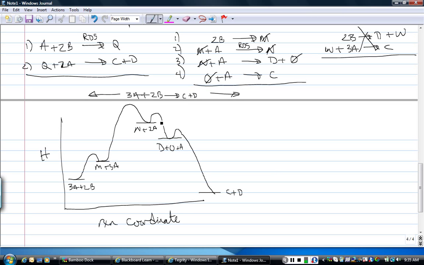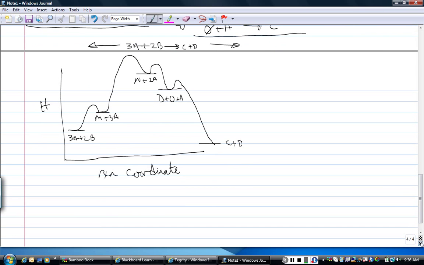And again, as I pointed out before, you really want to make sure that if you mean for the second step to be the RDS, then you draw it quite emphatically that that step has the highest activation energy barrier. Okay, so we can do this question from a different angle, which is the following.